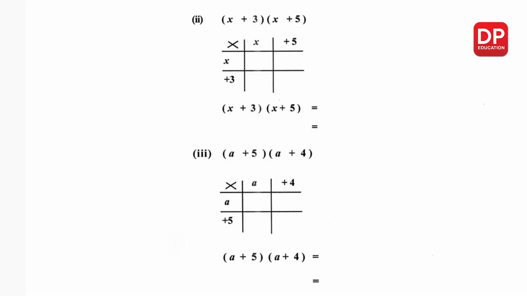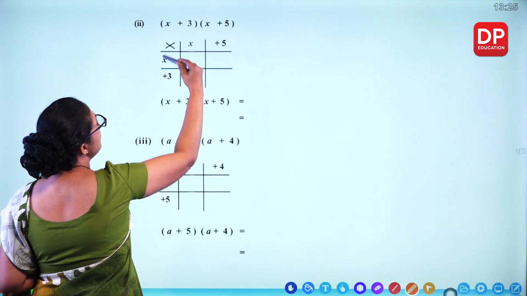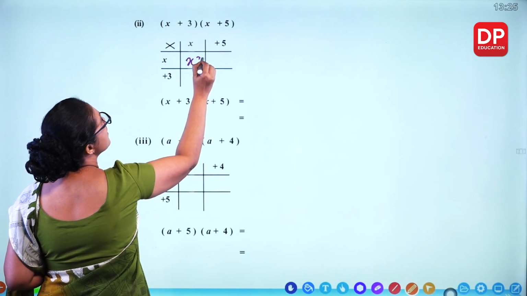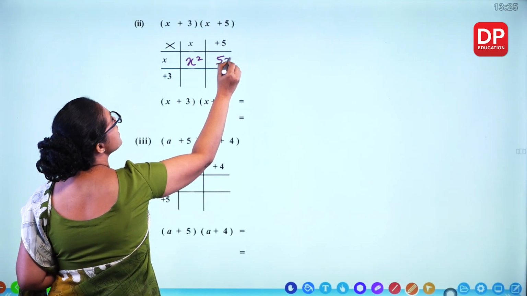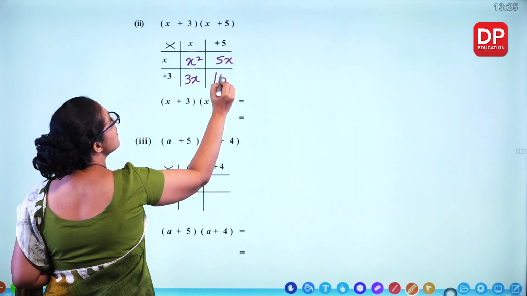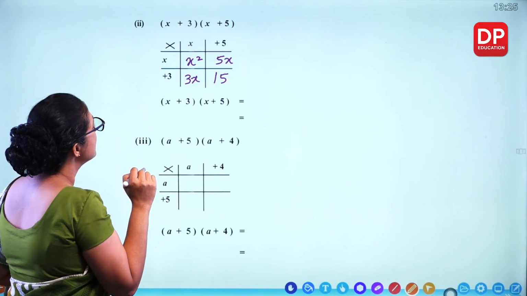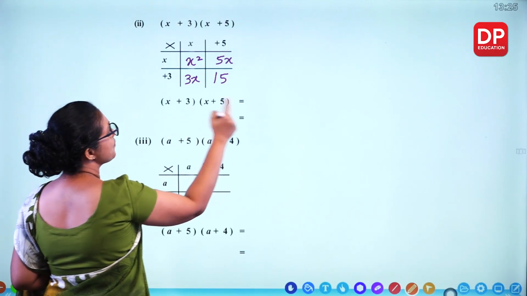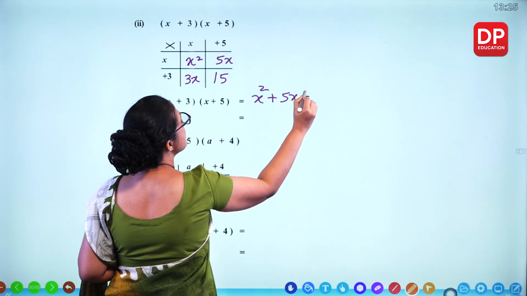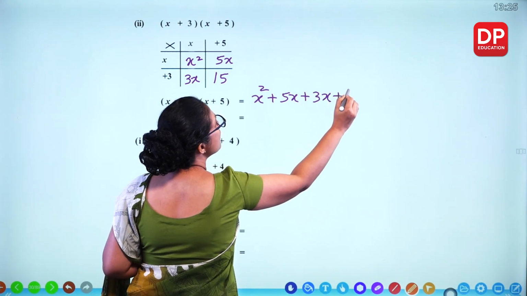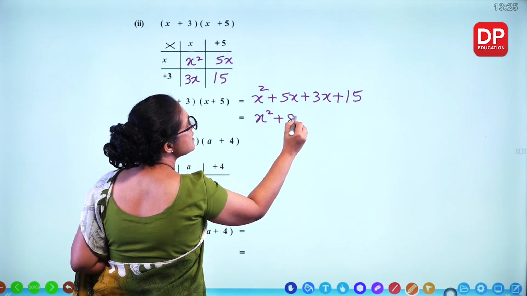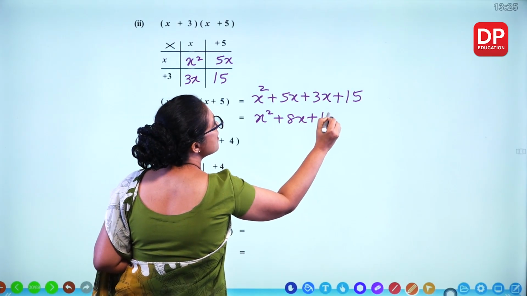Now we'll do the same thing. x plus 3 is there, x plus 5. x into x, x squared. x into 5, 5x. 3 into x, 3x. 3 into 5, 15. So what are the values you are getting here? When you multiply, you get x squared term, 5x, 3x and 15. So when you simplify, you get 8x plus 15.